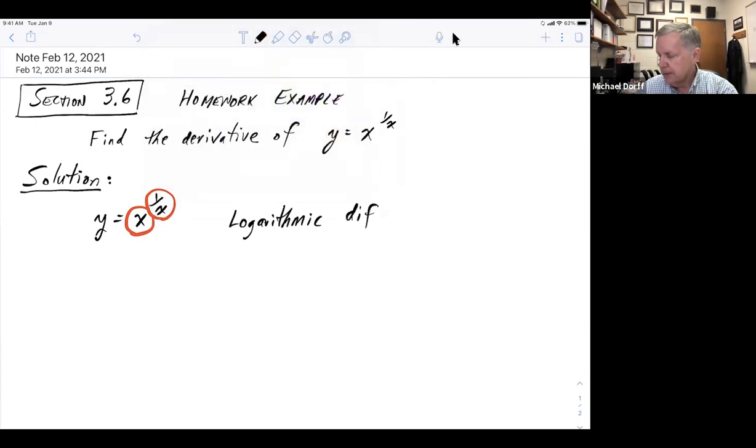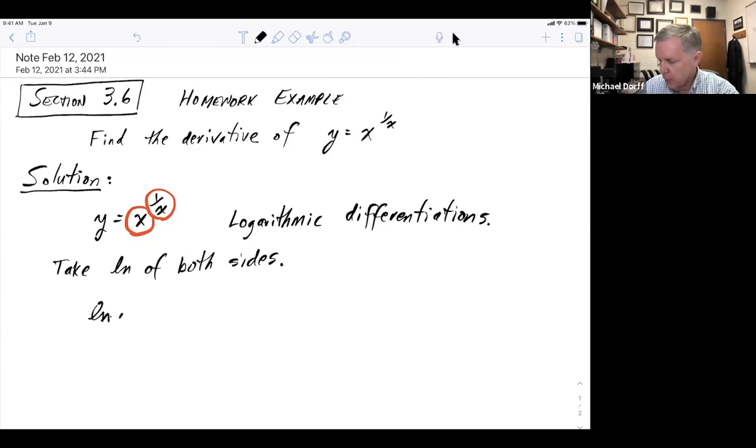All right, logarithmic differentiation allows me to take that exponent with the x variable in it and bring it down to the same level as the base, and then I can do the derivatives. So to start this problem, the first thing I would do is take ln of both sides. All right, so then I have ln of y on the left side, and I have ln of x to the 1 over x power.